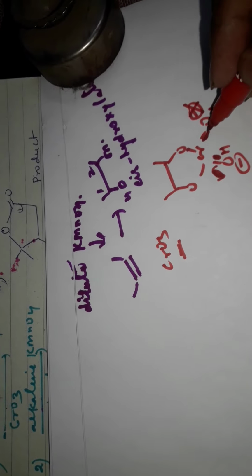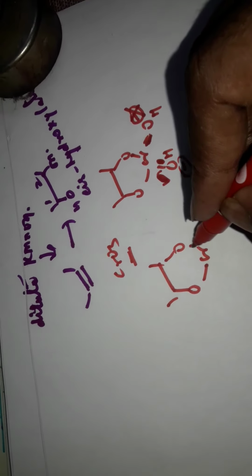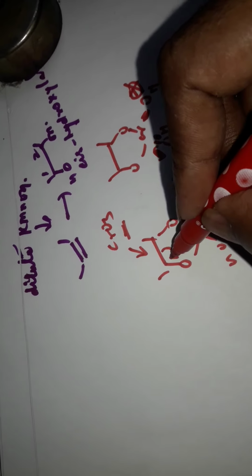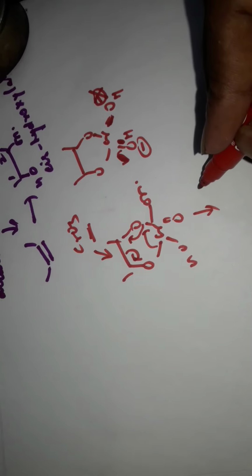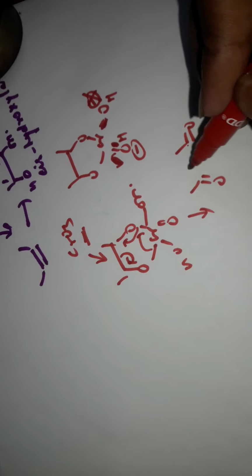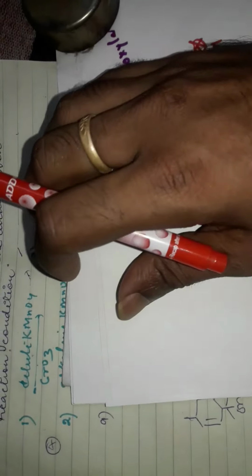So like that, this will be formed when chromium attacks on this. After that, if you see here, this bond will be broken and this will be separated. This C-C bond will break down and two ketones will be formed here. Okay, so understand. This is the first condition given here, dilute KMnO4 and CrO3.